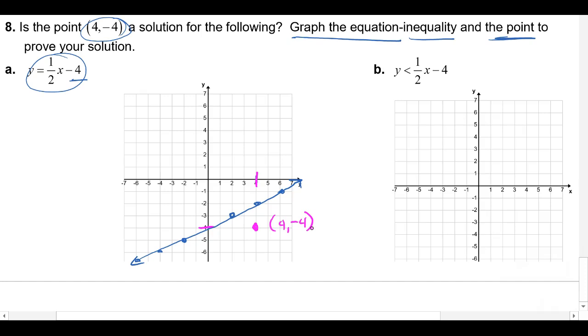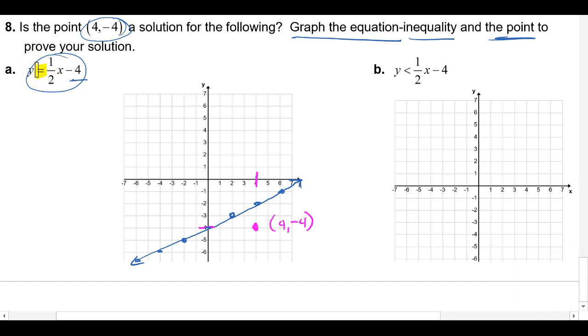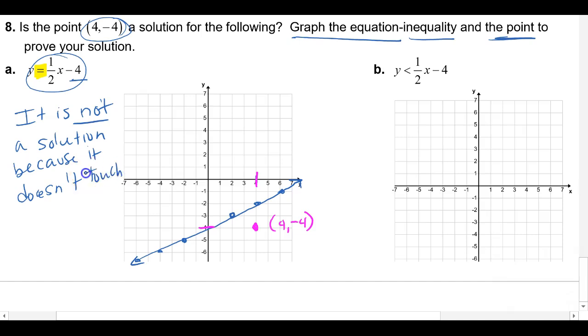Well, when we have an equation or an equal sign, that point is a solution if and only if it touches the line. And our point does not touch the line. So it is not a solution because it doesn't touch the line.